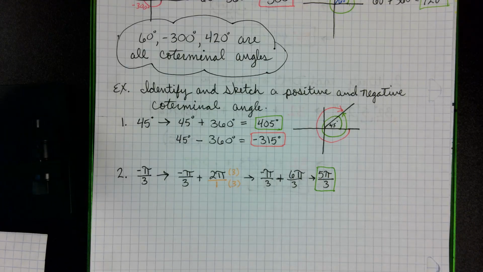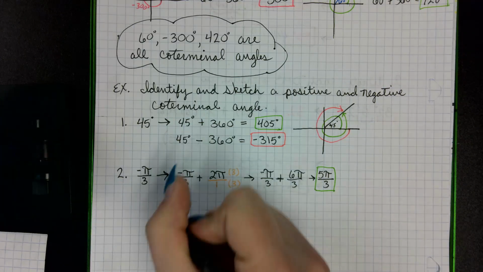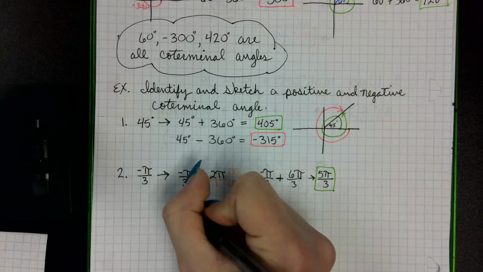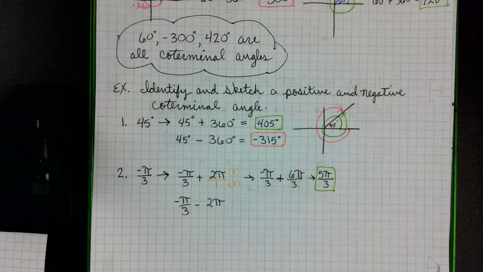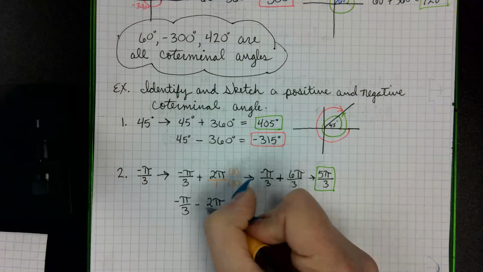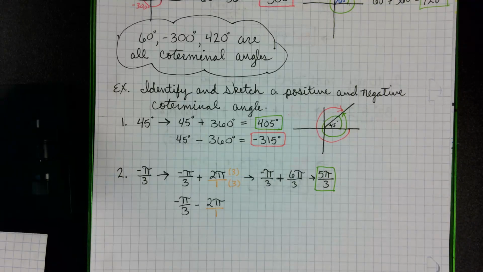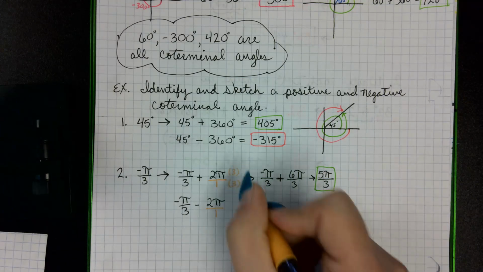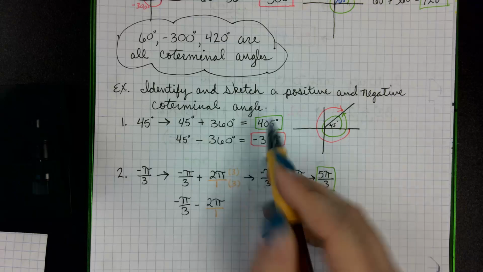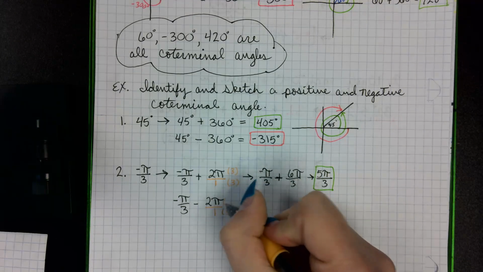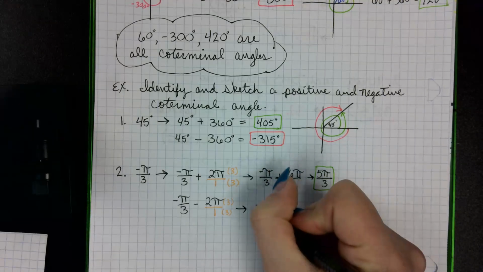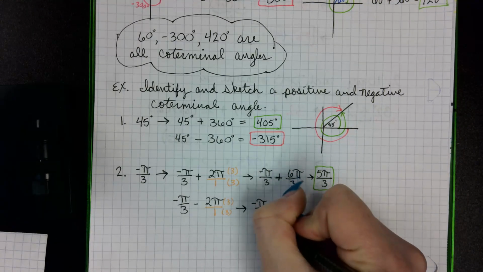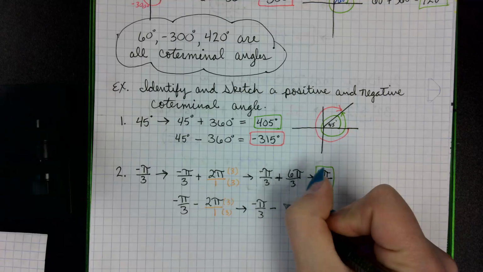So if I want a negative coterminal angle, I'm going to do the same process, but subtract one time around the circle. So negative pi over 3 minus 2 pi. So I have to make my 2 pi a fraction so I can combine it. Common denominator, the same steps that I did right here. Multiply by 3 on top and bottom. So that becomes negative pi over 3 minus 6 pi over 3.